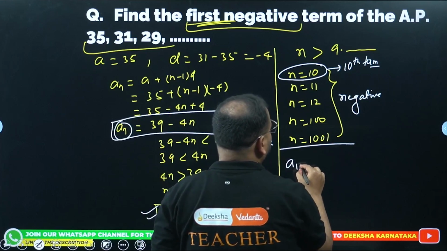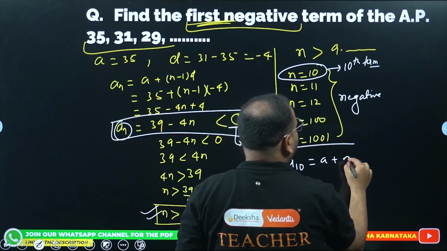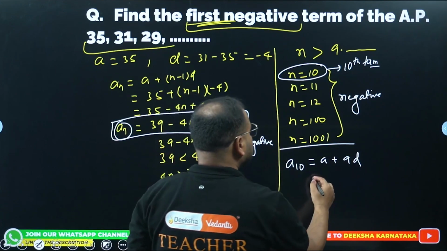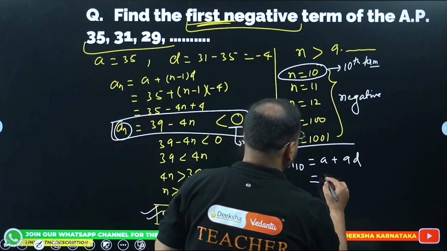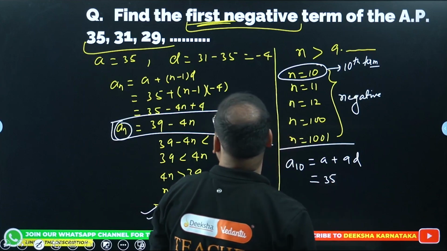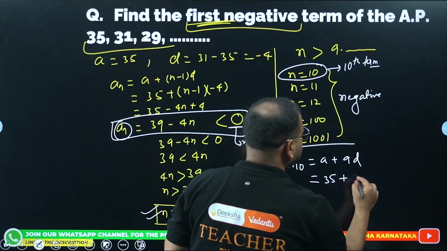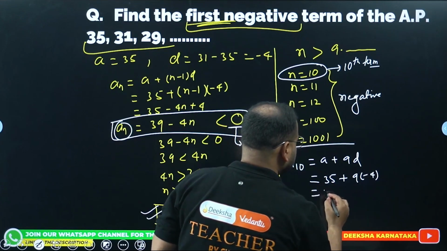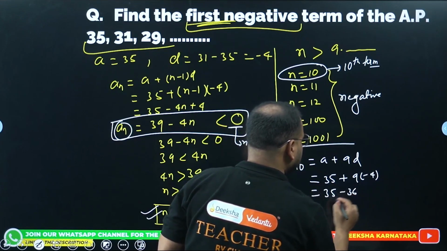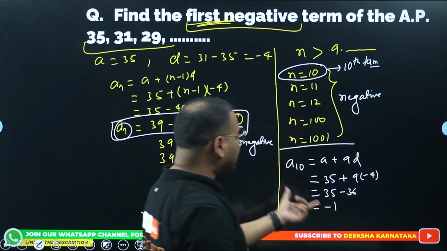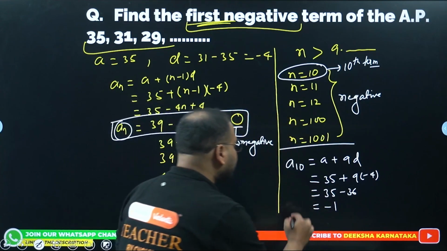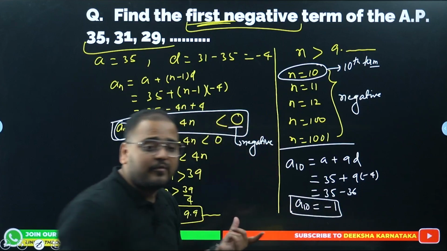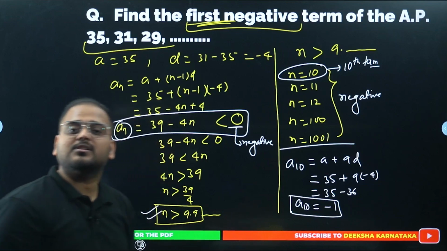I'll do A10 equals A plus 9D, since 10 minus 1 is 9. What is my A? A is 35. What is my D? Minus 4. So plus 9 times minus 4. I get 35 minus 36. The answer is minus 1. So is minus 1 a negative term? Yes. So my first negative term is A10, and the value of that term is minus 1. I hope this clears your answer.